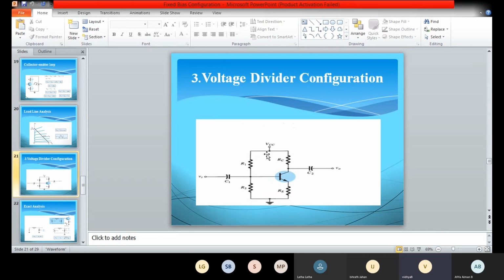Next, voltage divider configuration. In voltage divider configuration, on the input side you can see resistances R1 and R2. The two resistances, that means the base resistance, have been divided into R1 and R2. For the DC equivalent circuit, what will we do? We will make the capacitor an open circuit.